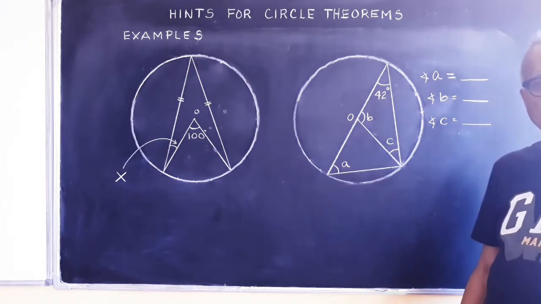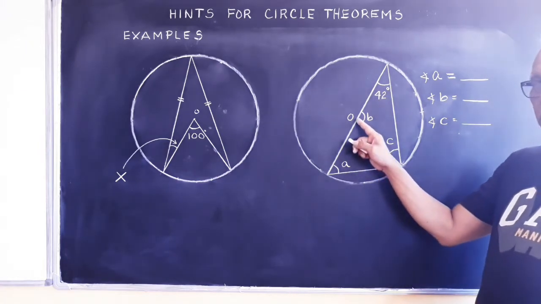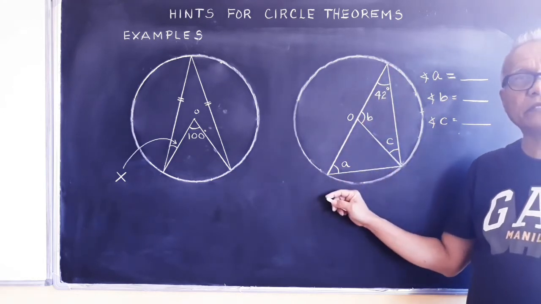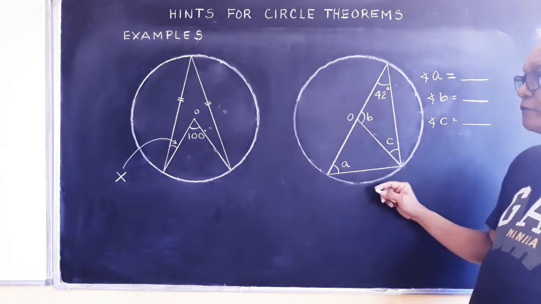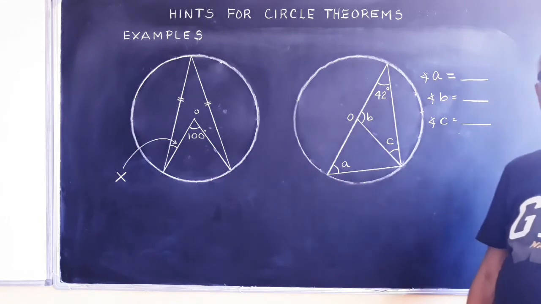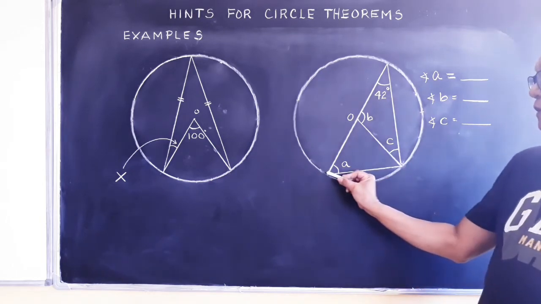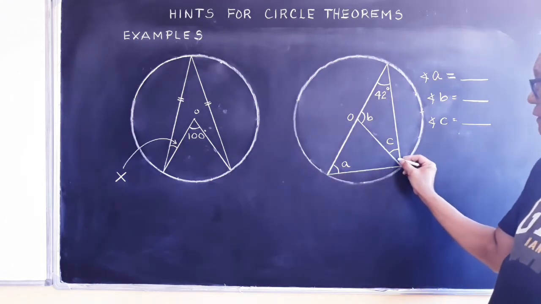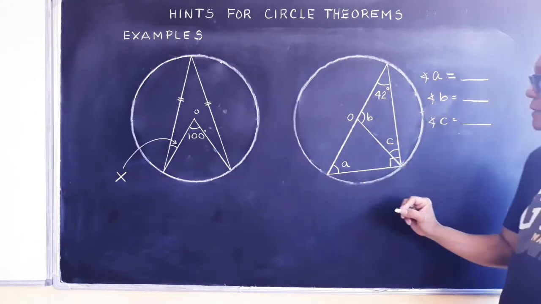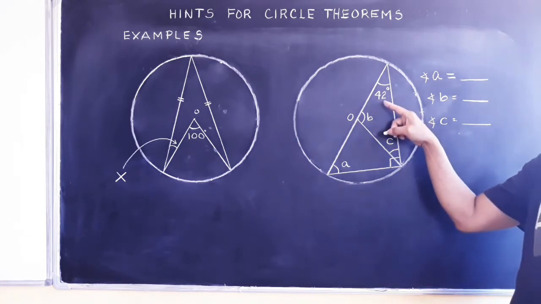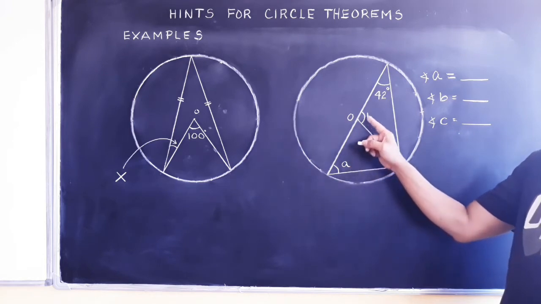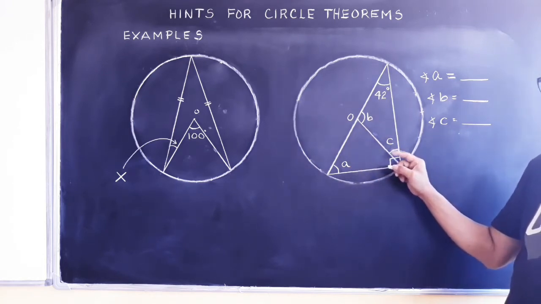We have this example here. We have the diameter of our circle because it passes through the center here at point O. This one is our diameter. When we have a triangle standing on the diameter of our circle, we have a right triangle here. That right triangle is here, 90 degrees. Now, this one is given 42 degrees. We'll have to find A, B, and C.